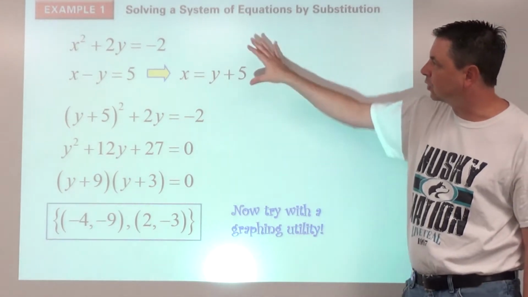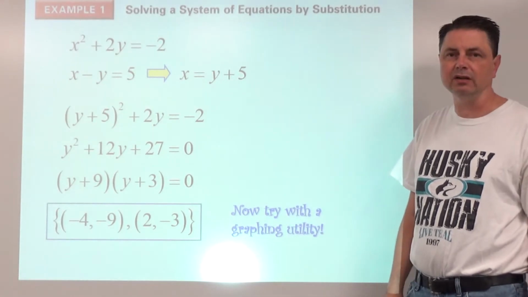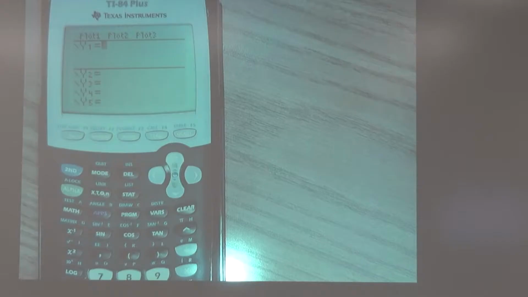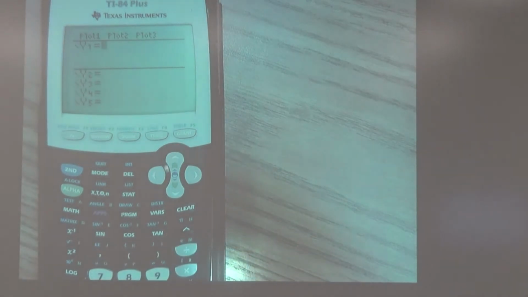So now we're going to try the same exact thing with a graphing calculator and see if we happen to get the same answers. So we want to go to the y equals screen. And if we take a look at our first equation, we're going to need to solve that for y. So perhaps we subtract the x squared on both sides and then divide by 2.